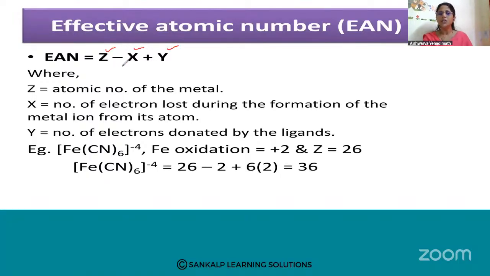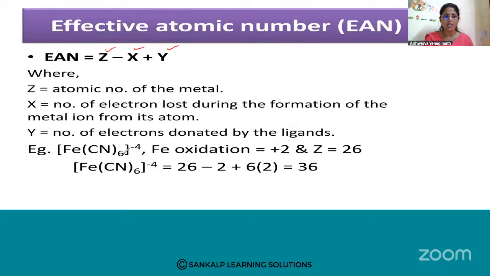What is Z? Z is nothing but the atomic number of the metal. What is X? Number of electrons lost during the formation of the metal ion from its atom. How many electrons the metal atom has lost is the charge, therefore it becomes the oxidation number. And Y is what? Y is the number of electrons donated by the ligands. How many electrons are donated? And here an example is being taken.